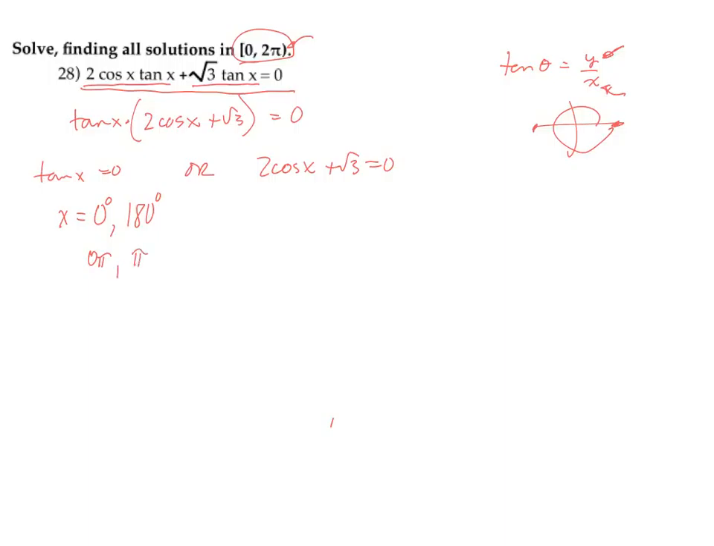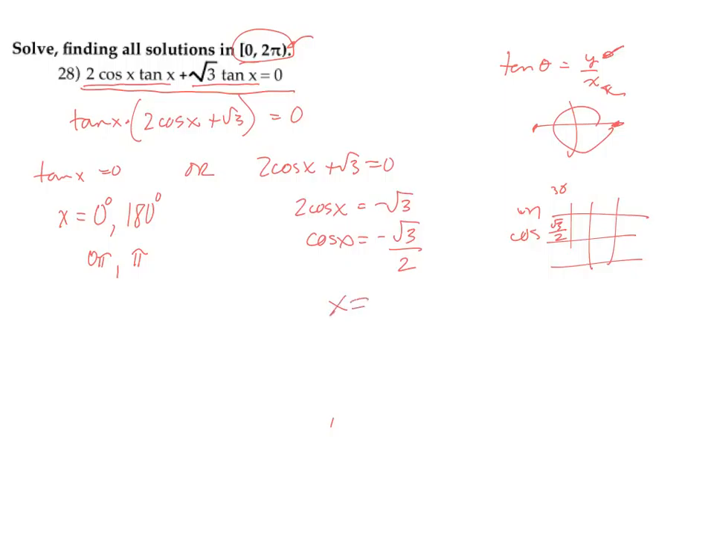Okay, now let's go over to this one. I'm going to move the root 3 to the other side. So 2 cos x equals negative root 3. Divide both sides by 2, and I'll get negative root 3 over 2. This one I should recognize from that chart again. And cos of an angle is root 3 over 2 at 30 degrees. That's sine, cos. This one right here is root 3 over 2. So my angle, theta or x, is 30 degrees.